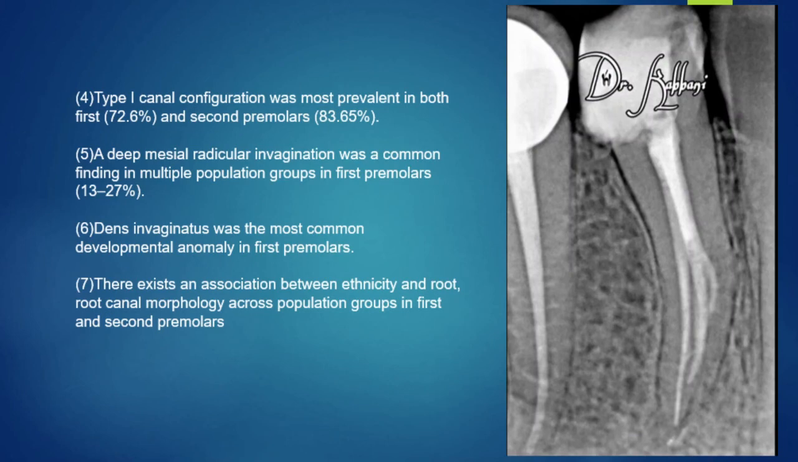Here another case of lower first premolar, this time with 3 portals of exit. This was done in November 2020, and we have to know that these are somehow rare cases, as it's shown here that type 1 canal configuration is the most prevalent in both first and second premolar.